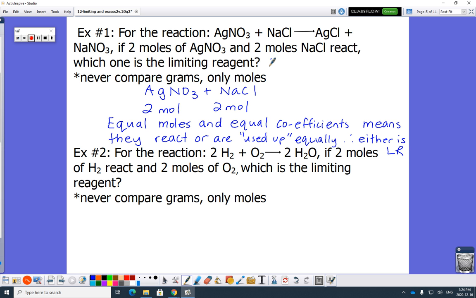Chemists are lazy. We usually say LR. I'm at a space, so I definitely wrote LR, okay? So equal moles, equal coefficients means they react, or if you prefer, they're used up equally. Therefore, it doesn't matter. So there are plenty of times when we take care of this, and this is true, and you don't even know it because you haven't considered the quantitative side of a chemical reaction yet.